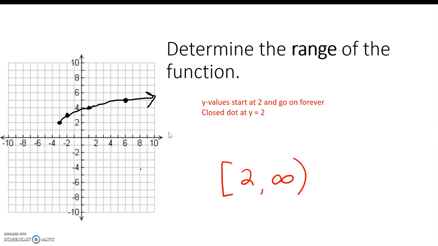So then we would want to include the 2 because of the closed dot. And then again, we can go on forever because we have the infinity. And again, you use the bracket with the 2 because we have the closed dot, but we need the parentheses with the infinity because we always use parentheses with infinity because we don't know what number that is. It's not a number that has a solid end to it.